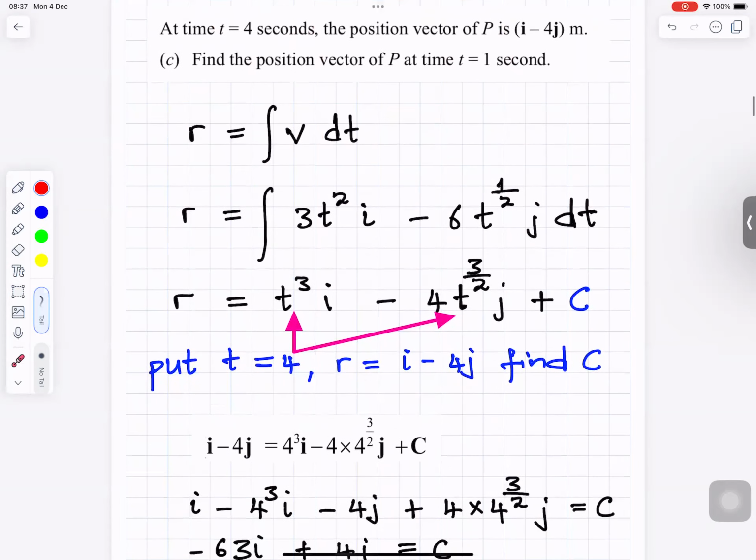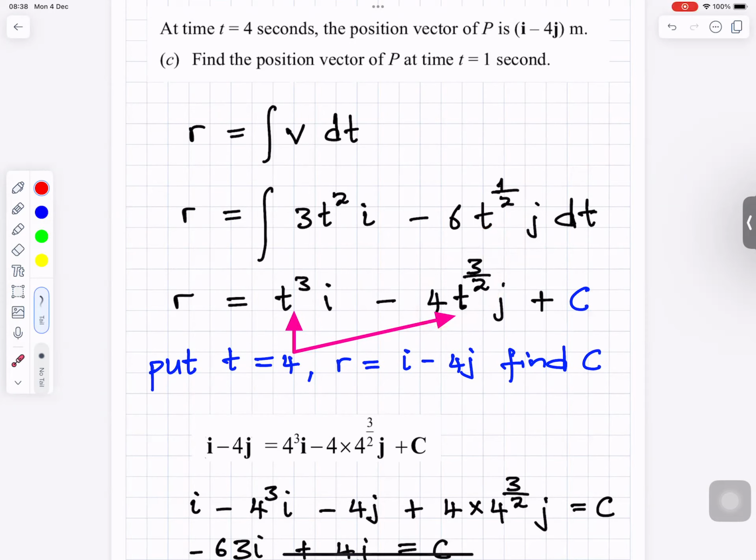To integrate, add 1 to the power, divide by the new power. So 2 plus 1 becomes 3, and then you divide by 3, and this 3 will cancel. You get t cubed. You do the same, add 1 to the power. 1 plus a half is 3 over 2, and then you divide by 3 over 2. When you simplify it, you'll get this expression there.